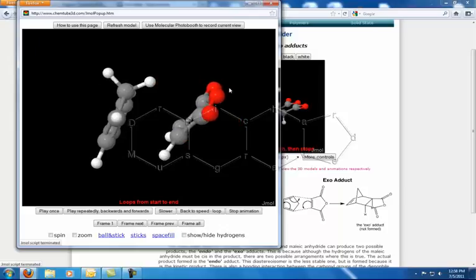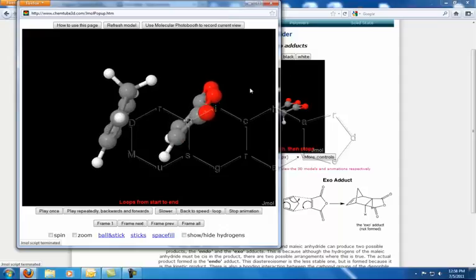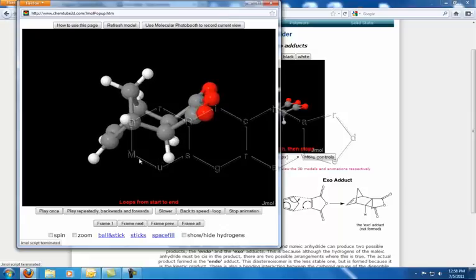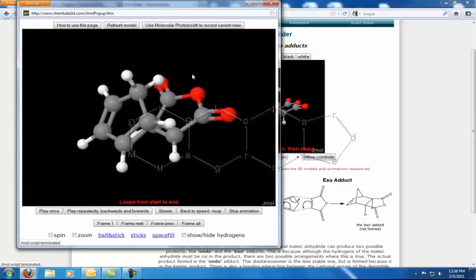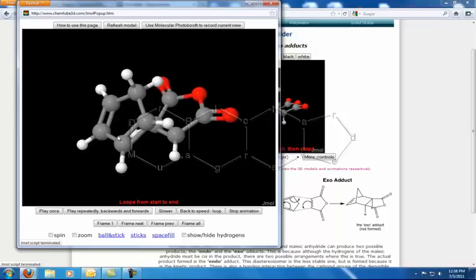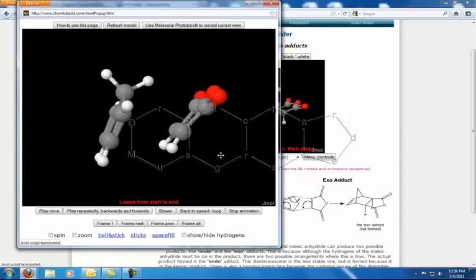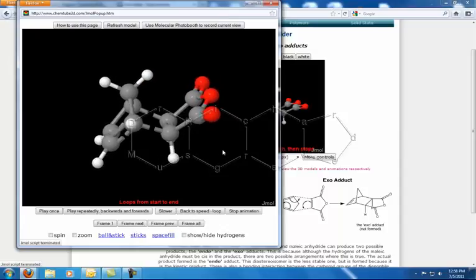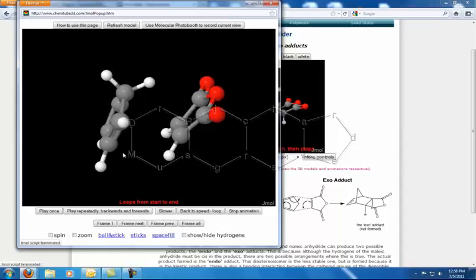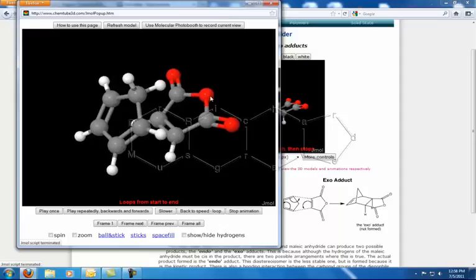And you'll notice that the difference between exo and endo is that now these groups that were attached to the dienophile are now pointing outwards. This is going to give the exo, which is going to have the substituents on the dienophile pointing away from the new double bond that gets formed. Now the reason this one doesn't get formed is that these groupings here can't interact with the p orbitals that make up the diene because they're pointing outwards.